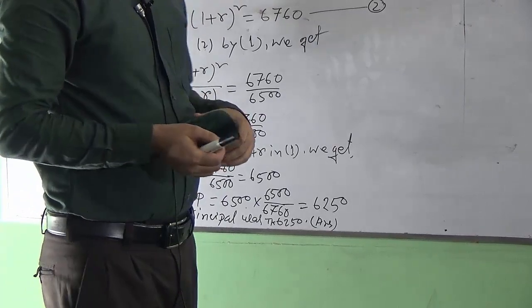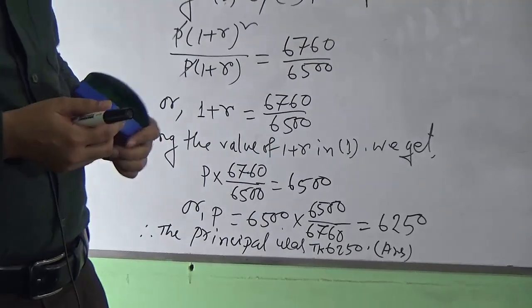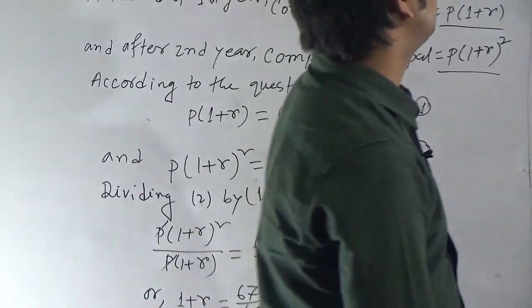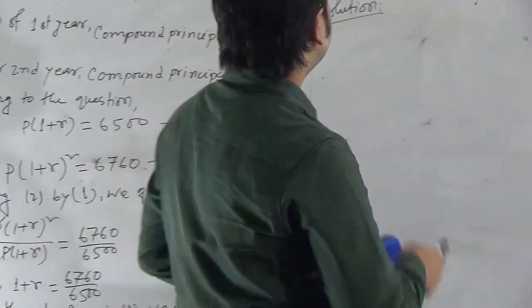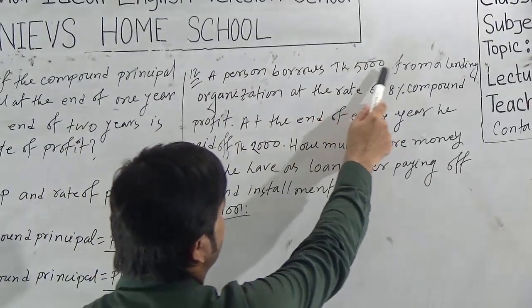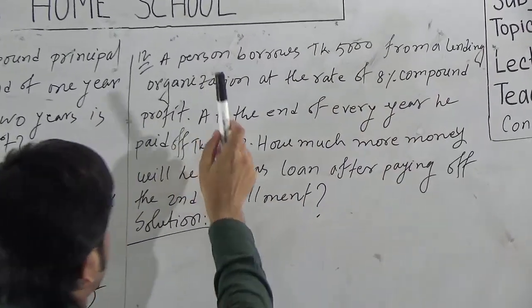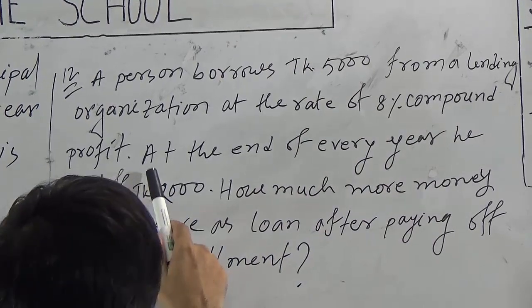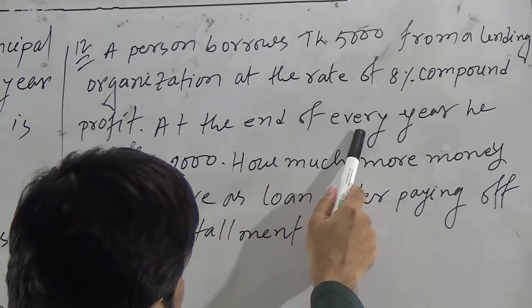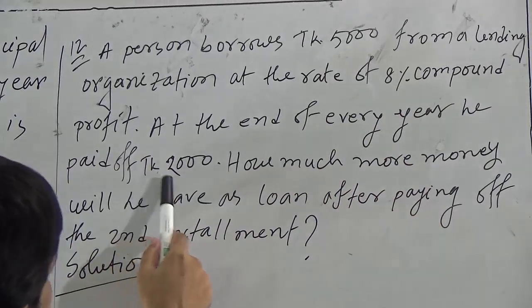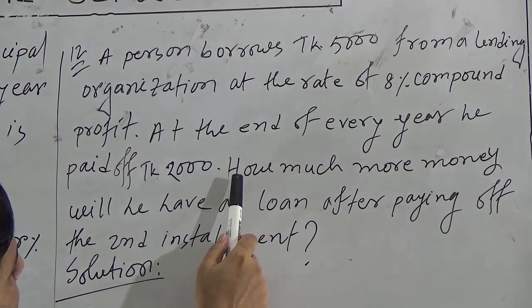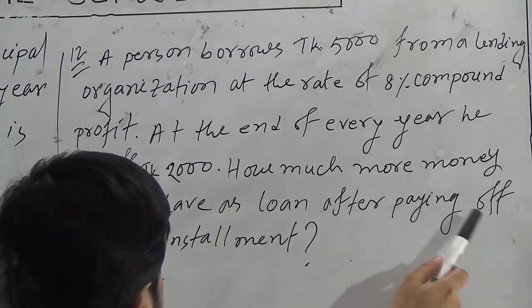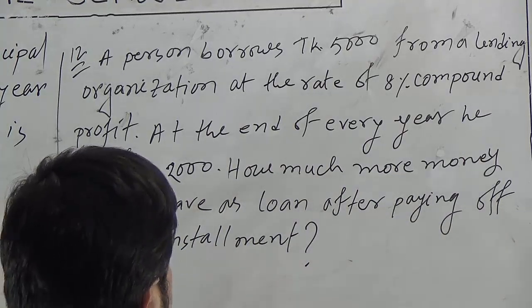Dear students, I hope you have understood this question. Now I will solve question 12. Let us see the question. Question 12. A person borrows taka 5,000 from a lending organization at the rate of 8% compound profit. At the end of every year, he paid off taka 2,000. How much more money will he have as loan after paying off the second installment?